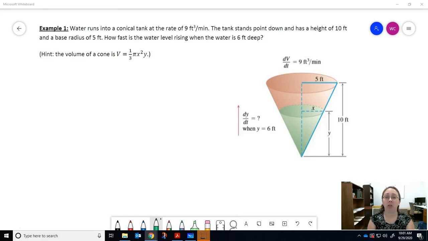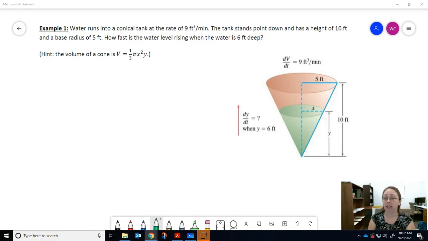At a rate of 9 cubic feet per minute. The tank stands point down and has a height of 10 feet and a base radius of 5 feet. So base meaning the top in this case. How fast is the water level rising when the water is 6 feet deep? Now I give you a hint here. It says the volume of a cone is given by this equation.